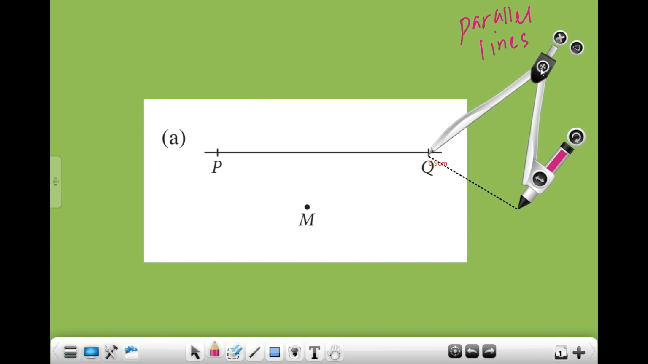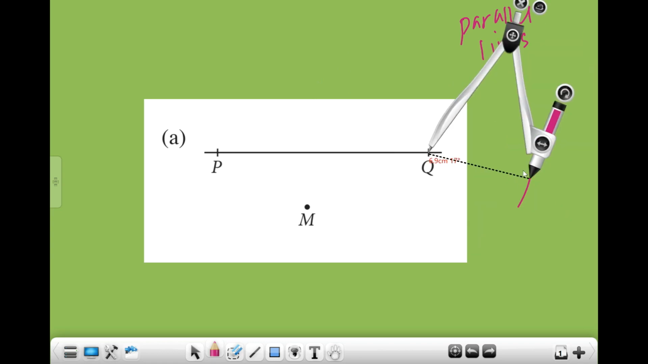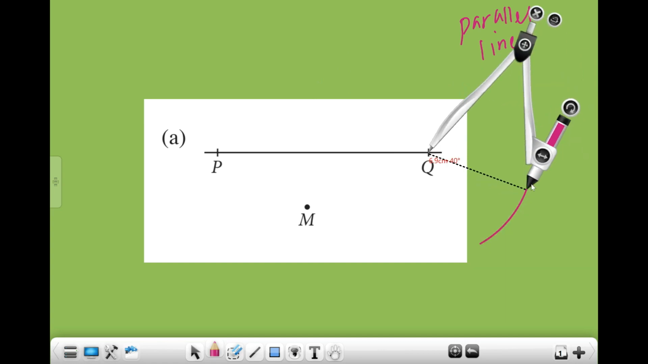Then you draw your arc. Okay, you draw your arc. You will get something like this because we want to have the same length. Done? Done. Very good.